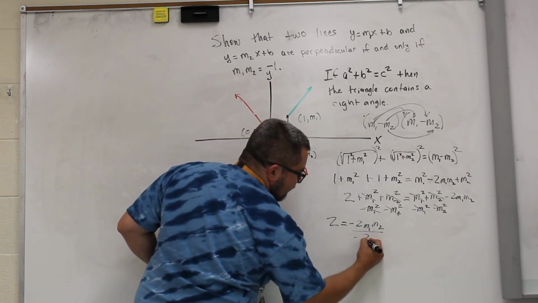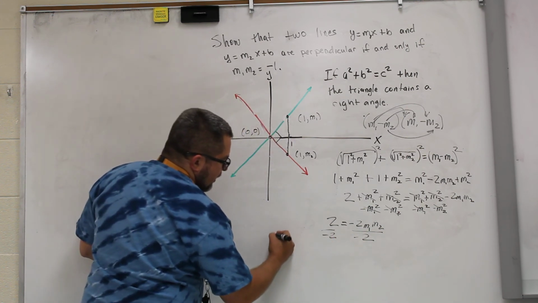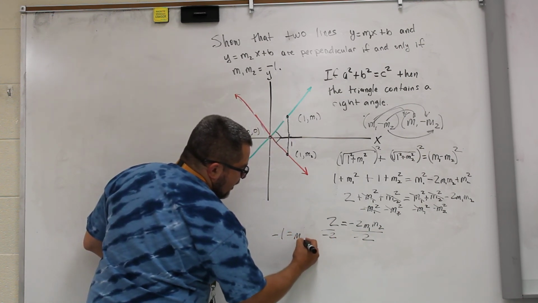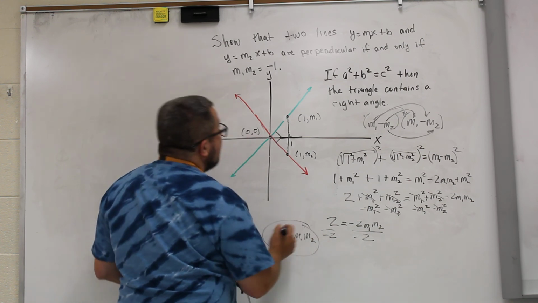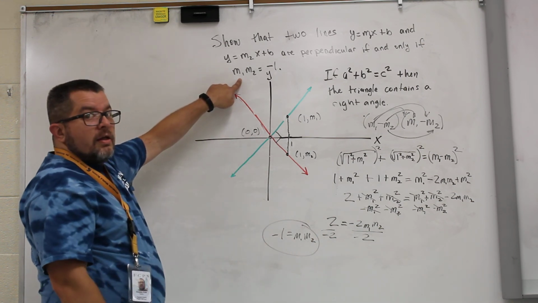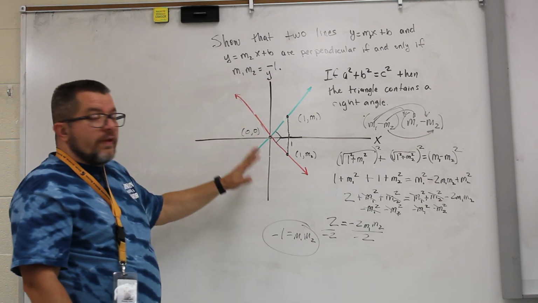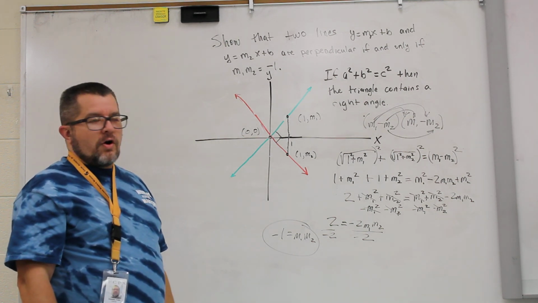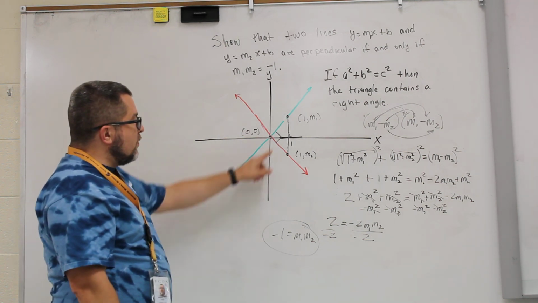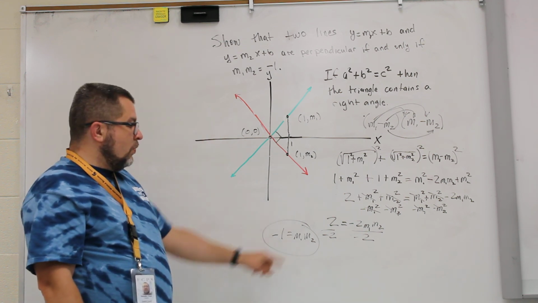When I divide by negative 2, I get negative 1 is equal to m1 times m2. m1 times m2 is equal to negative 1. So we've shown that anytime we've got perpendicular lines in a graph in the Cartesian coordinate system, the product of their slopes will be negative 1.